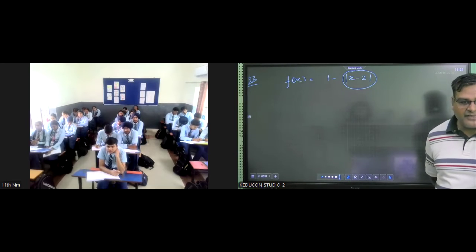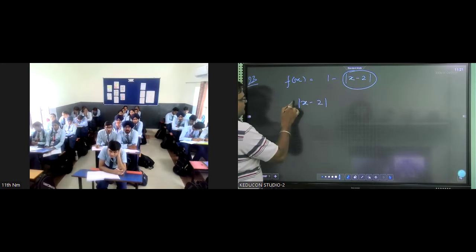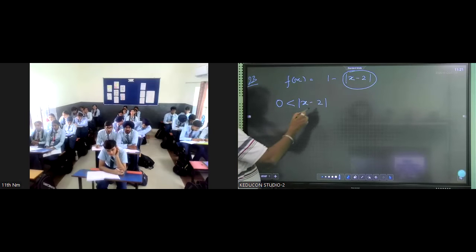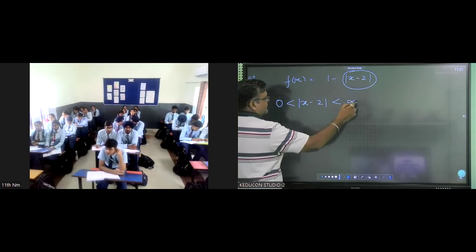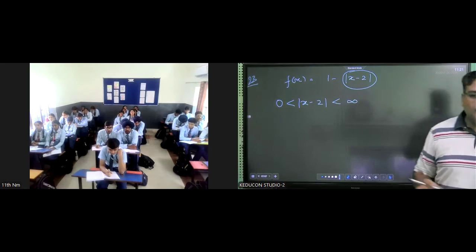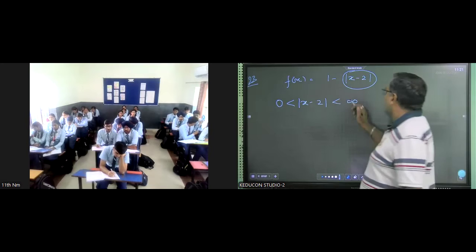It will be always, see, कैसे solve करते हैं बच्चों? It will always be greater than 0? Yes or no? Yes. Its value will lie between 0 to infinity. Yes or no? Now, what is the function?